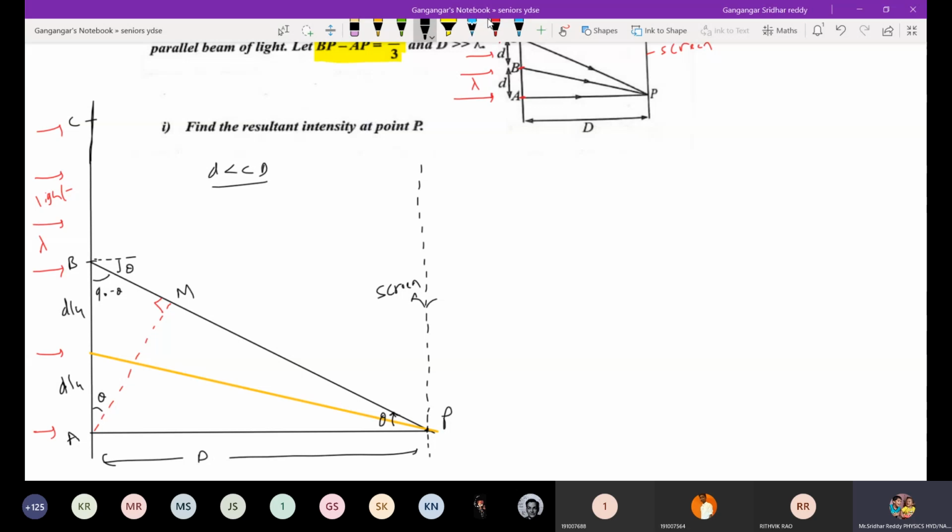So let's do one thing. What all is given: BP minus AP is equal to lambda by 3. This is given for us. Keep it here as equation 1. Let's come to the mathematics. Like a ray A and this will be ray B. Compared to ray A, the ray B will cover more path. What is that path? Delta X AB, or XB. I'm taking A as reference.